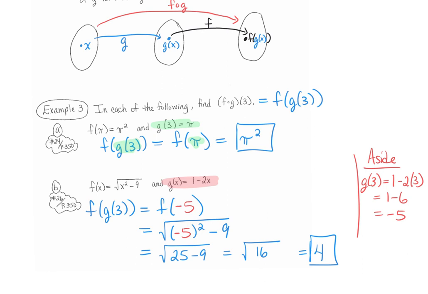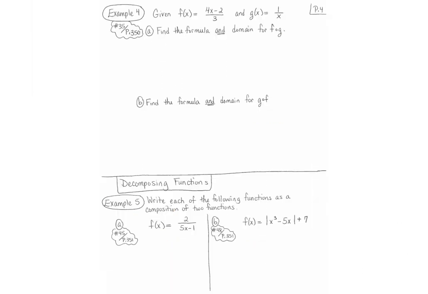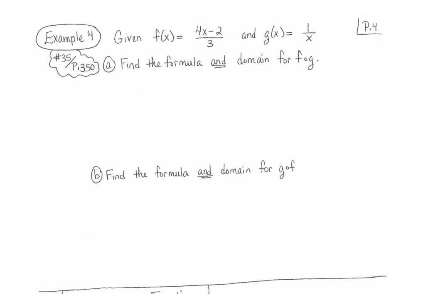We ended class by talking about this following example, which is the composition of functions f composed with g evaluated at 3. So we found f of g of 3 in both cases with different functions f and g. Now we're going to continue with that, and we're going to do example 4. Example 4 says, given f of x is equal to (4x minus 2) over 3 and g of x equals 1 over x, A, we're going to find the formula and domain for f composed with g, and B, we're going to find the formula and domain for g composed with f.